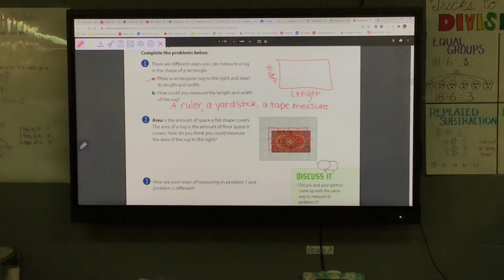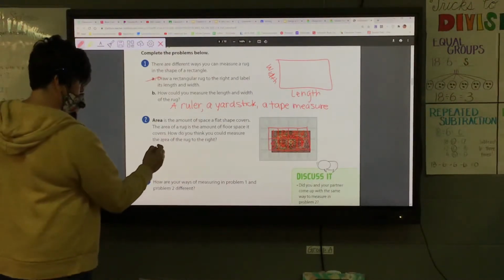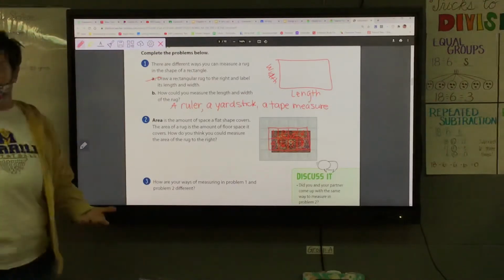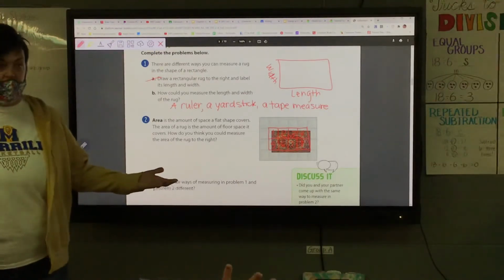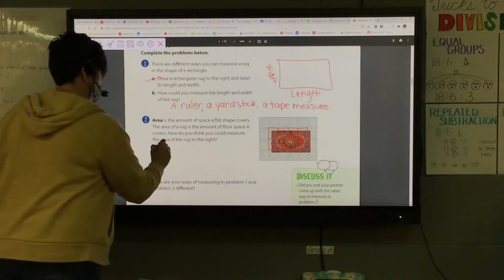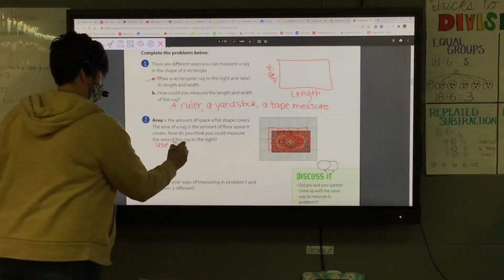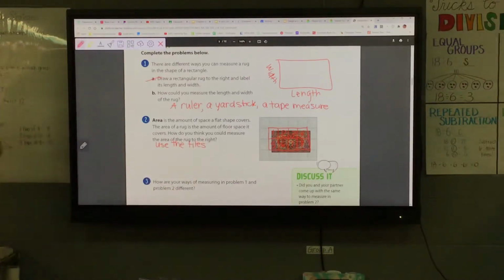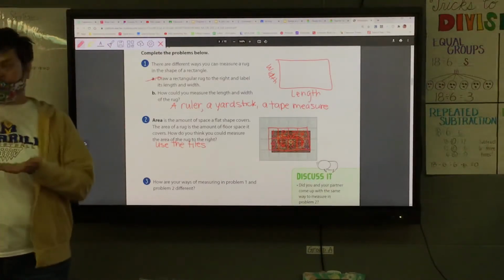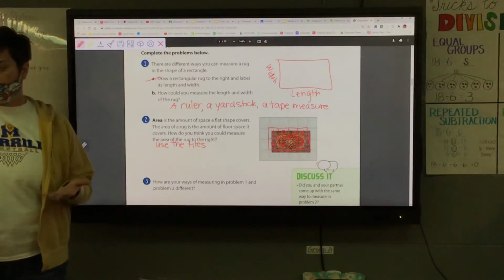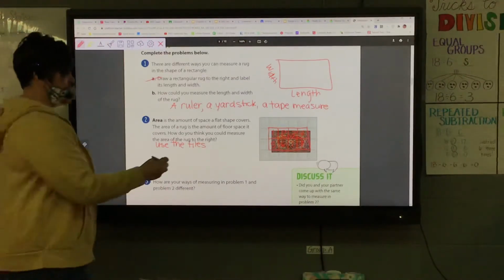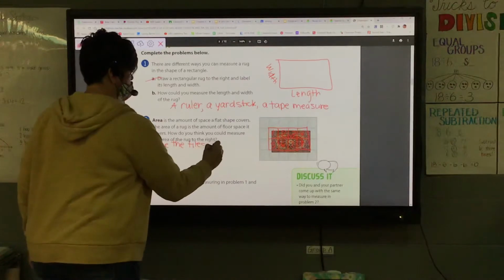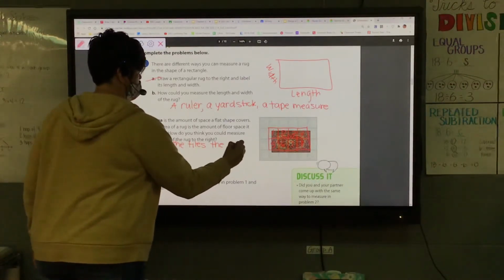So we use those tiles, and let's see, how do you think you could measure the area of the rug to the right? What did we use? Everybody? Okay, so use the tiles. We're going to write that down. Use the tiles that the rug covers, or that are underneath the rug. What do you think? That the rug covers. Use the tiles the rug covers.